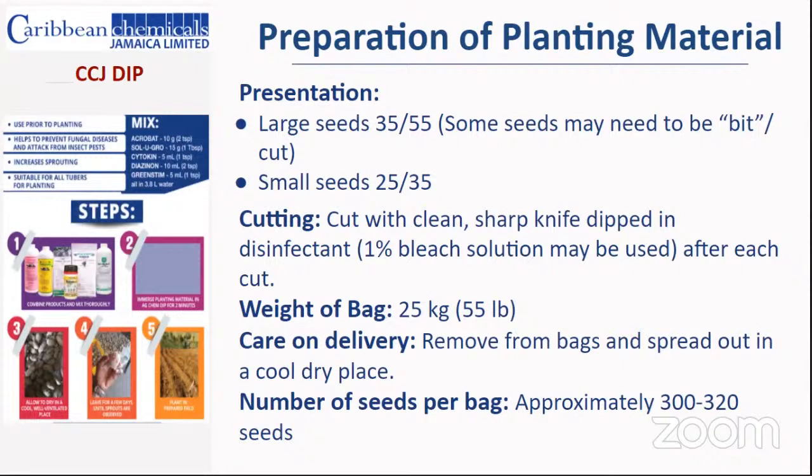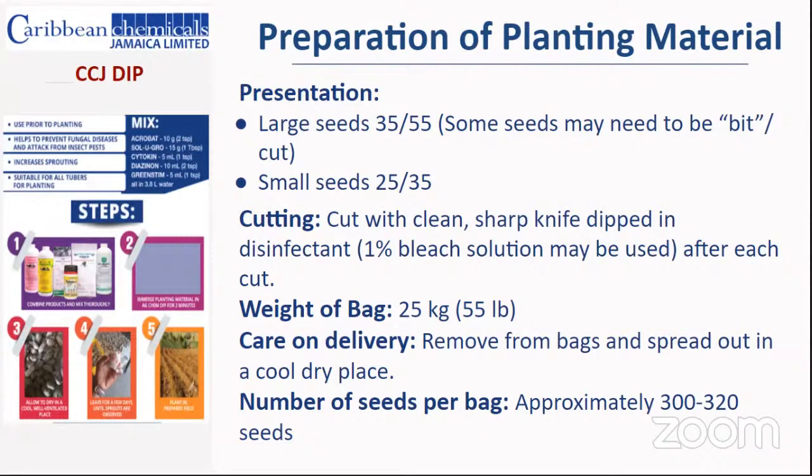A typical bag will come as a 25 kilogram bag, which is 55 pounds. On delivery, we advise that you remove the potatoes from the bags and spread them out in a cool, dry place where you have air circulating for them to breathe, because the potatoes are still alive. What will happen a lot of times, if you leave them stacked one on the other, is they start to sweat and then they start to break down and rot. Approximately 300 to 320 seeds are found in each bag, depending on whether it's a large seed or the small seeds.